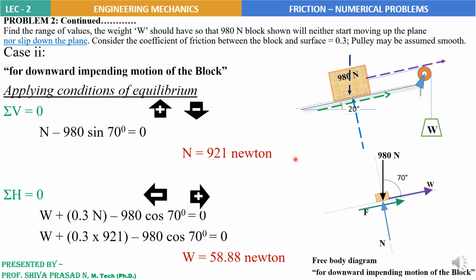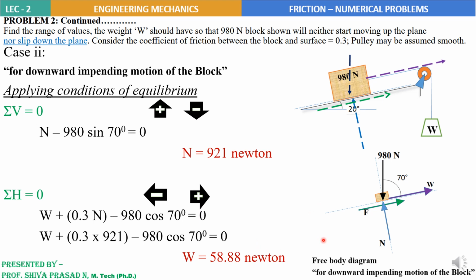So that is the minimum value of weight W, which might cause the block to impend or slide downward. If you reduce the value of W lesser than this value, then it will begin to slide. At this value of W, it will be on the verge of sliding down. That is the inference of these two values.